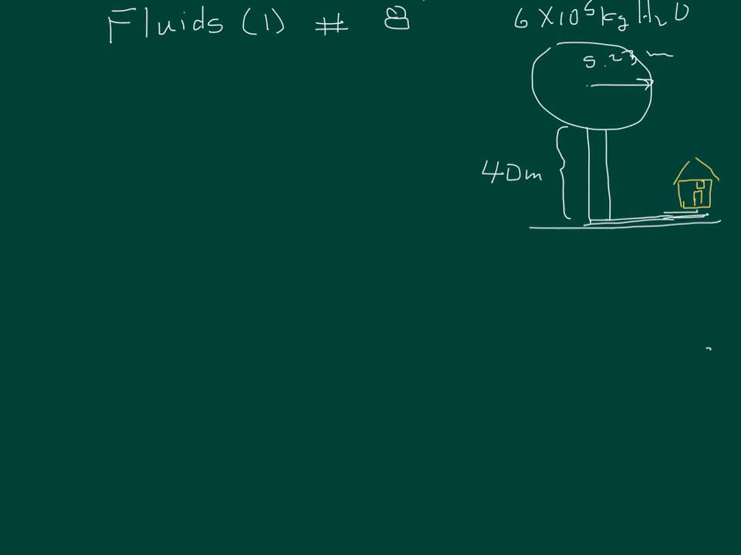Problems in fluids 1, problem number 8. Assume you are designing a water tower of spherical shape that can contain 6 times 10 to the 5th kilograms of water. What's the radius of a sphere that will contain this amount of water?